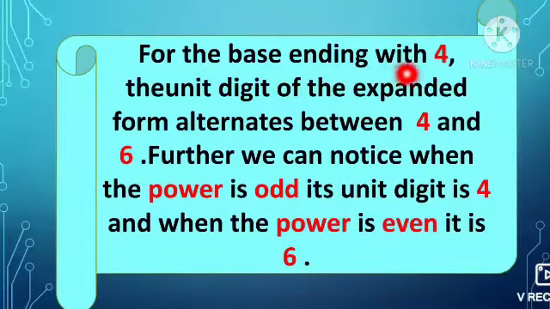For the base ending with 4, the unit digit of the expanded form alternates between 4 and 6, isn't it? Yes. Further, we can notice when the power is odd, that is 4 power 1, 4 power 3, 4 power 5, like that, its unit digit is 4. And when the power is even, it is 6. For example, 4 squared, we get 4 into 4, that is 4 multiplied by itself 2 times, which is 16. And here the unit digit is 6.